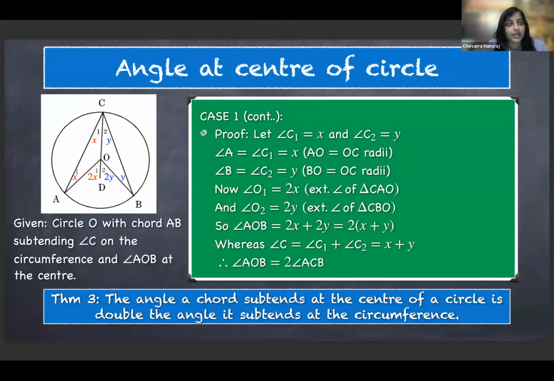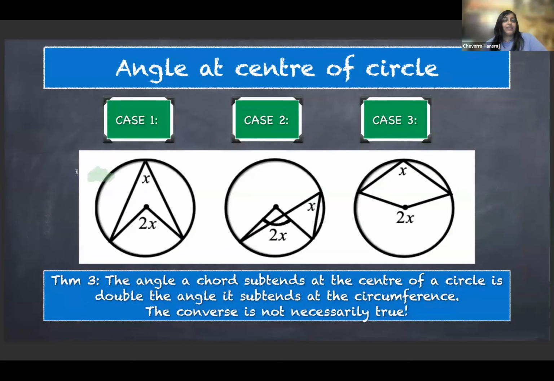So that would be the first theorem. Again, can't go through the proofs, but they are mentioned on the slides. I guess because we have a recording, you could pause and look through them in your own time afterwards. All right. Then we have the angle a chord subtends at the center of a circle is double the angle it subtends at the circumference. So this one does not have a converse. Okay, so we just have this, and there are different configurations.